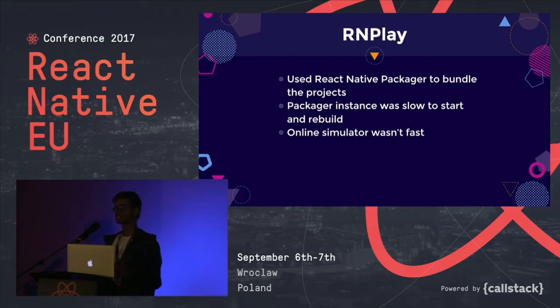So React Native packager, which is called Metro Bundler now, is very fast. But when used with this, you have to bundle it, then send it to Appetize. This whole process was very slow. And the online simulator was not very fast either because it is streaming from a remote website. So it was almost unusable.